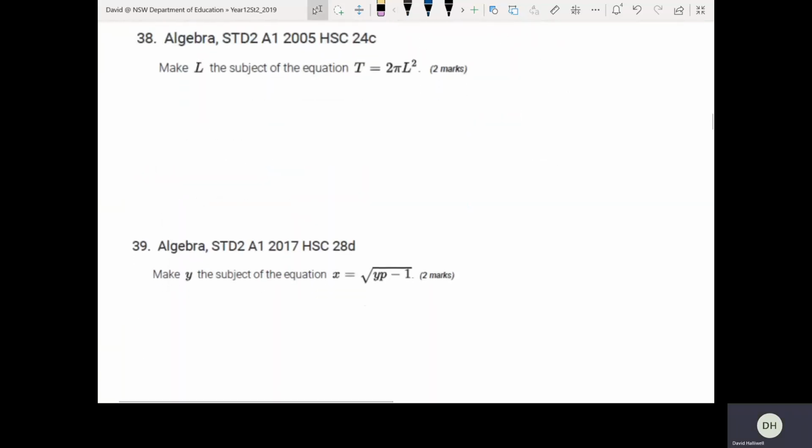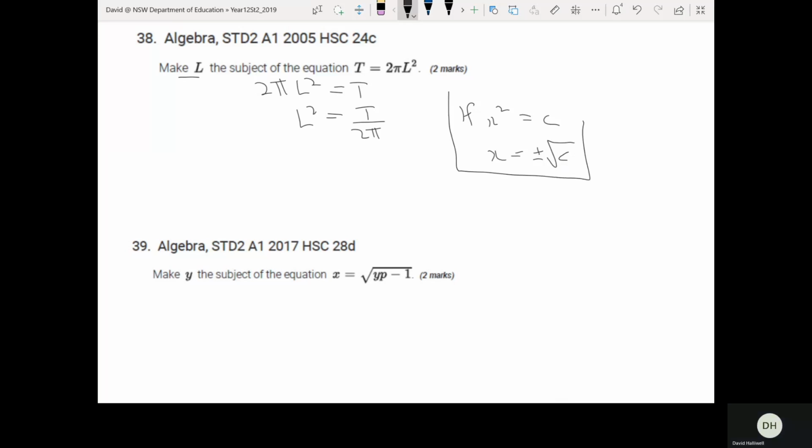Next question, make L the subject. So first step, we'll switch it so that L's on the left-hand side. I don't like this 2 pi times, so do the opposite of timesing: divide, right at the bottom of the fraction. And then we're going to use the fact that if something squared, I'll call it x, if x squared is equal to some number, then x is the plus minus square root of that number. Okay, whenever there's an even power and you're undoing it, you put a plus minus. Okay, so if it's x squared equals something, the original x will be plus and minus that.